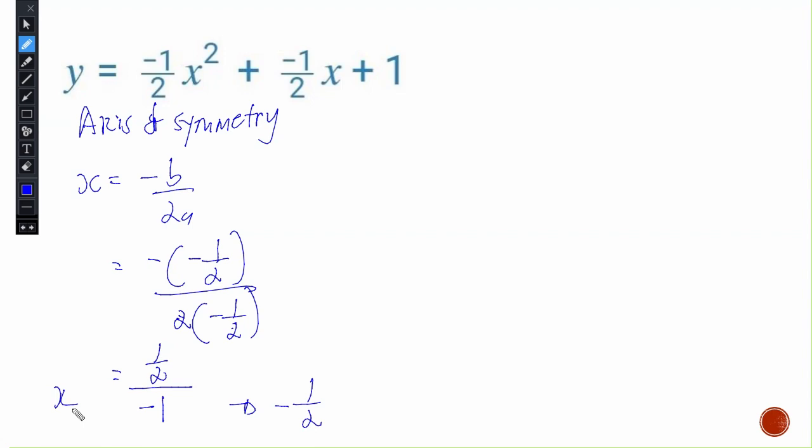In your calculator, you can also confirm by punching that in exactly as it appears, and I believe it should give you the very same answer. I'm confirming, and yep, that's the value that we find there, negative 1 over 2. Okay, then we already know after the axis of symmetry, you need the coordinates of the turning point.